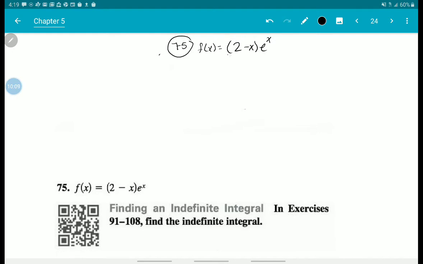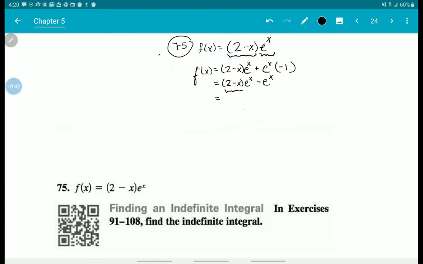So here's what I see. I have a function here, and I have a function here. So I'm going to use that product rule again. So the derivative would be the first one times the derivative of the second plus the second one times the derivative of the first. And the derivative of this guy would just be a negative 1. So this is going to be 2 minus x times e to the x minus e to the x.